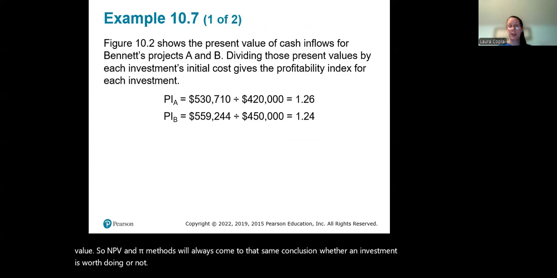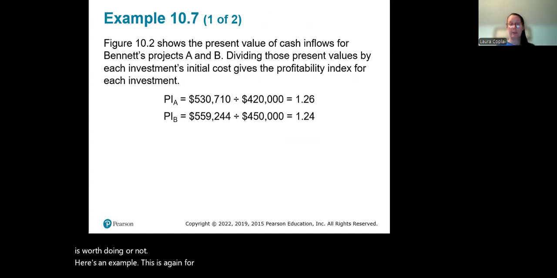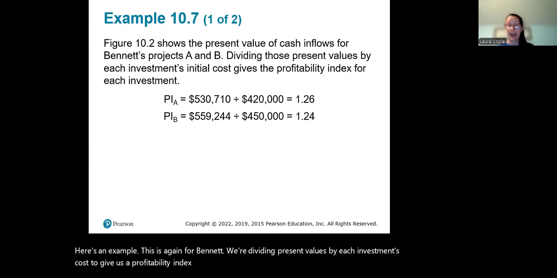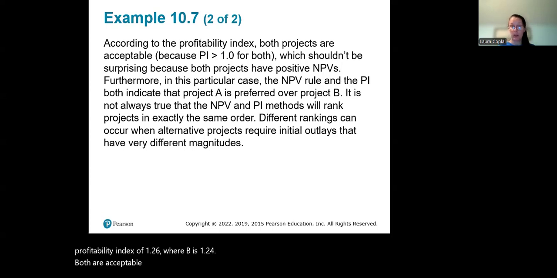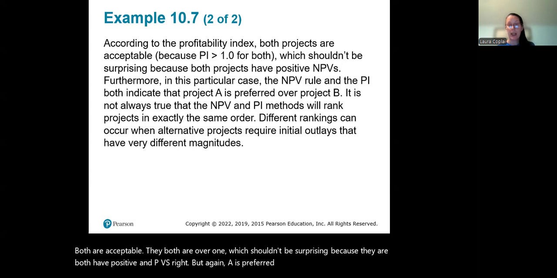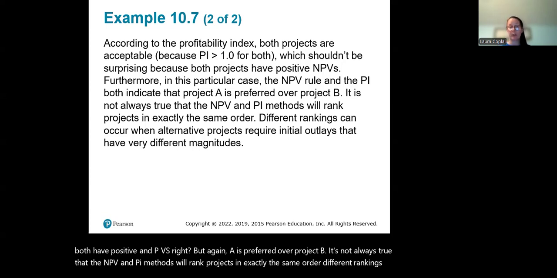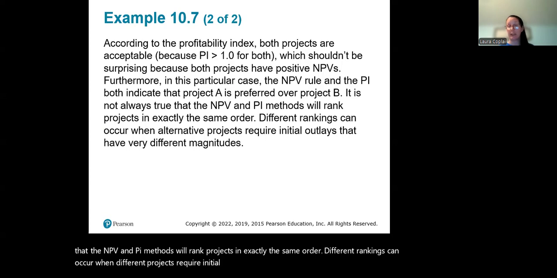Here's an example. This is again for Bennett. We're dividing present values by each investment's cost to give us a profitability index. So we can see that A is more profitable than B. A has a profitability index of 1.26, where B is 1.24. Both are acceptable. They both are over 1, which shouldn't be surprising because they both have positive NPVs, right? But again, A is preferred over project B. It's not always true that the NPV and PI methods will rank projects in exactly the same order. Different rankings can occur when different projects require initial outlays that have different magnitudes.